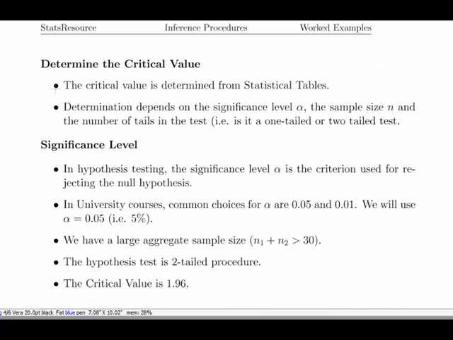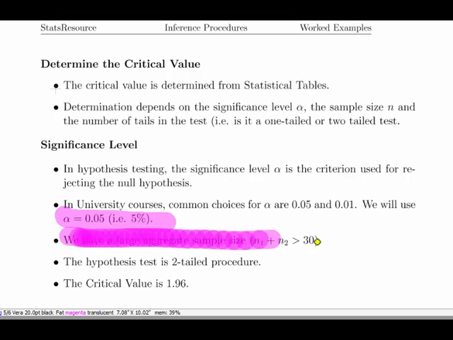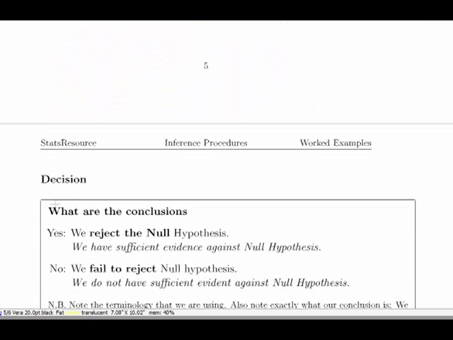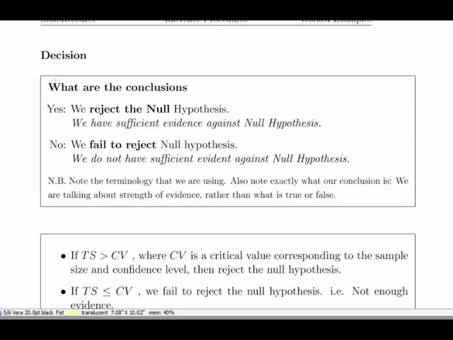Okay. Now, the critical value is the next part here. So I'm going to cut through this very quickly, just to suffice to say we have a significance level of 5%. We have a large aggregate sample size. It's a two-tailed procedure. So piecing that together, and if we look at our statistical tables and using that information the correct way, 5% large sample, two-tailed procedure, we should get a critical value of 1.96. Okay, so I won't dwell on that any longer, because if you're not sure where that's coming from, this is the wrong video to find out.